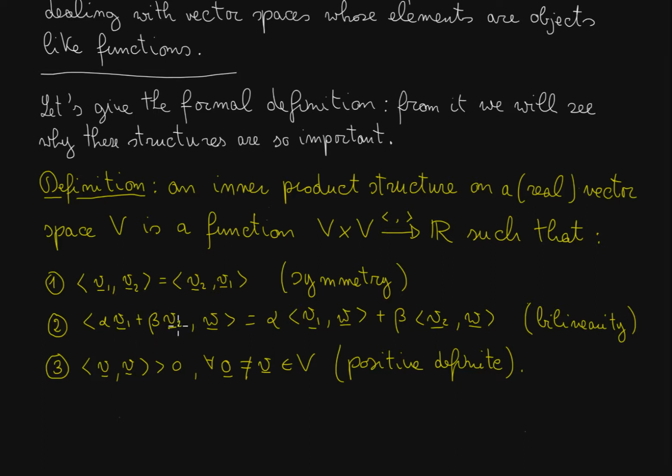And then the third property is that we require that when we take the inner product of a vector by itself, we will always be getting a number that is strictly greater than 0, except for the case in which v is the 0 vector. So the requirement is that it be greater than 0 for all the non-zero vectors, and this property is called the inner product being positive definite.